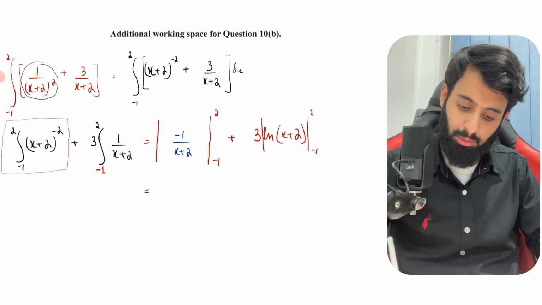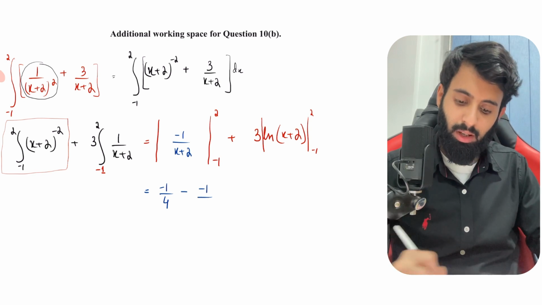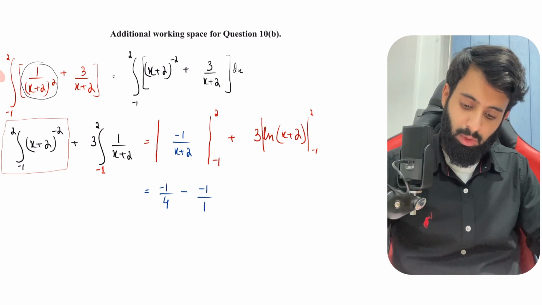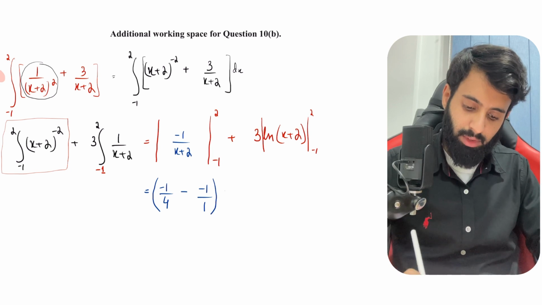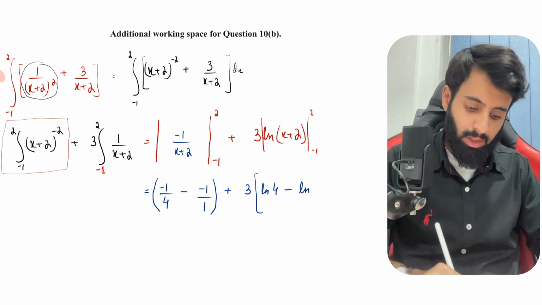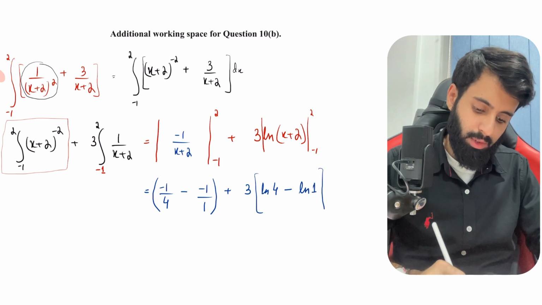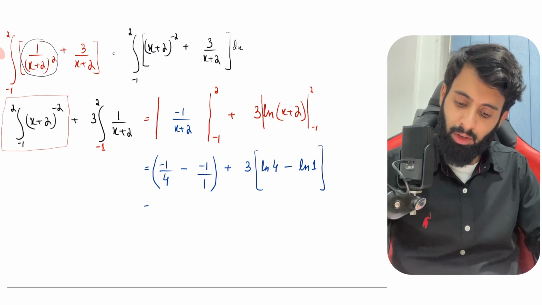Now, if I plug in 2, I get minus 1 over 4. And then if I plug in minus 1, I get minus 1 again. And minus 1 plus 2 is 1. Okay, so that's that. We'll simplify this in the next step. And then plus 3. Now, if you plug in 2, that's ln 2 plus 2, that's 4. And if you plug in minus 1, that's minus 1 plus 2. That means that is ln 1, okay, which we'll find out later on is equal to 0.